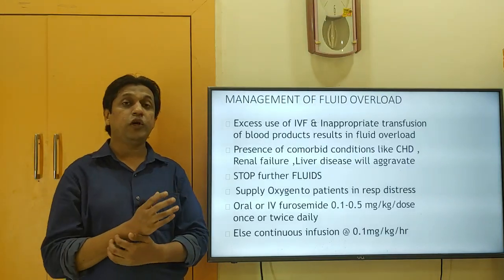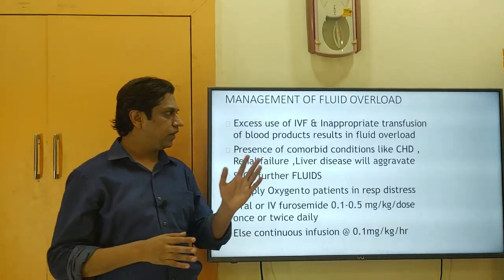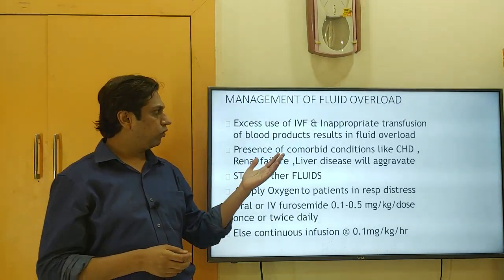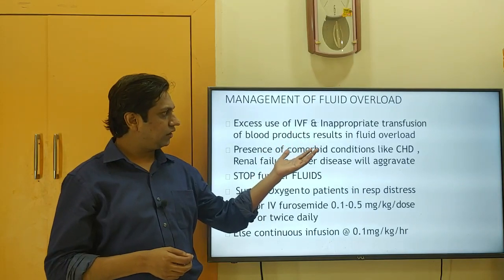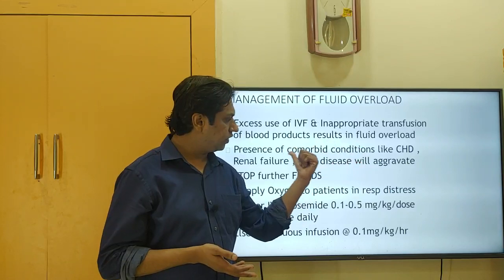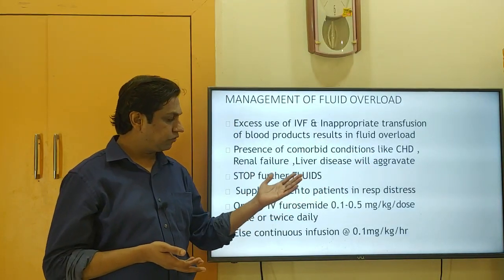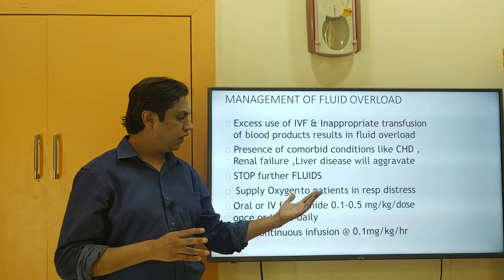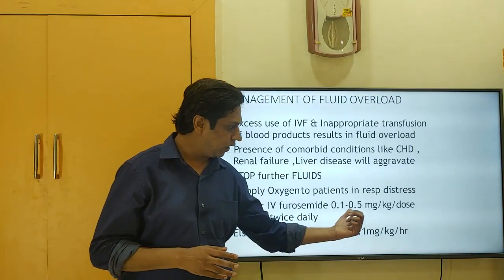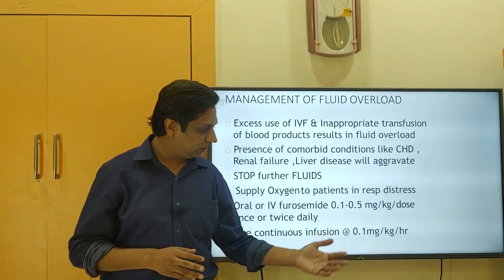Then how to manage fluid overload. Sometimes due to excess IV fluid resuscitation or IV fluid replacement, there is an overload. We have to assess if there is any presence of comorbid conditions like chronic heart disease or renal failure. We have to immediately stop the further fluids and supply oxygen to the patient, and diuretics, oral or IV furosemide 0.1 to 0.5 mg per kg per dose, can be given once or twice daily, and continue the infusion.